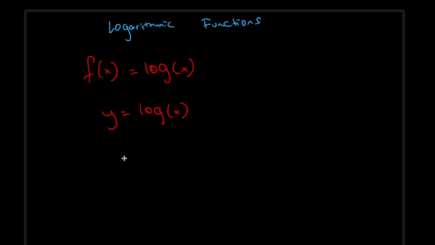For now, this is saying 10, this base is 10, that's the default, to the power of y is equal to x. So this base right here to the power y is equal to x. Similarly, if I have log base 2 of x is equal to y, this would simply be 2, the base, to the power y is equal to x. So a logarithmic function basically is just finding the exponent.